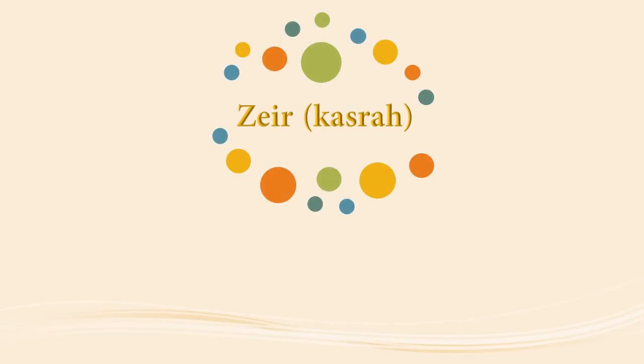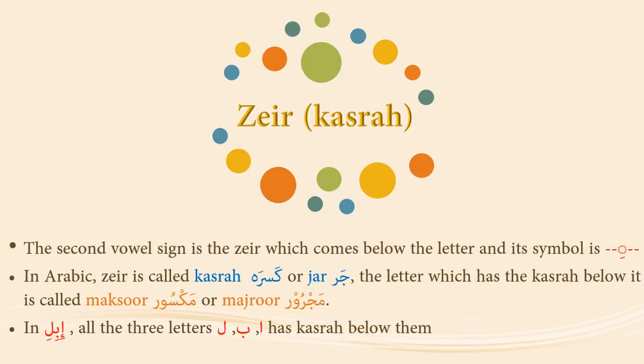Zer, kasra. The second vowel sign is the zer, which comes below the letter and its symbol is written below the line. In Arabic, zer is called kasra or jar. The letter which has the kasra below it is called maksur or majroor. For example, in ibili, all the three letters alif, ba, lam have kasra below them.